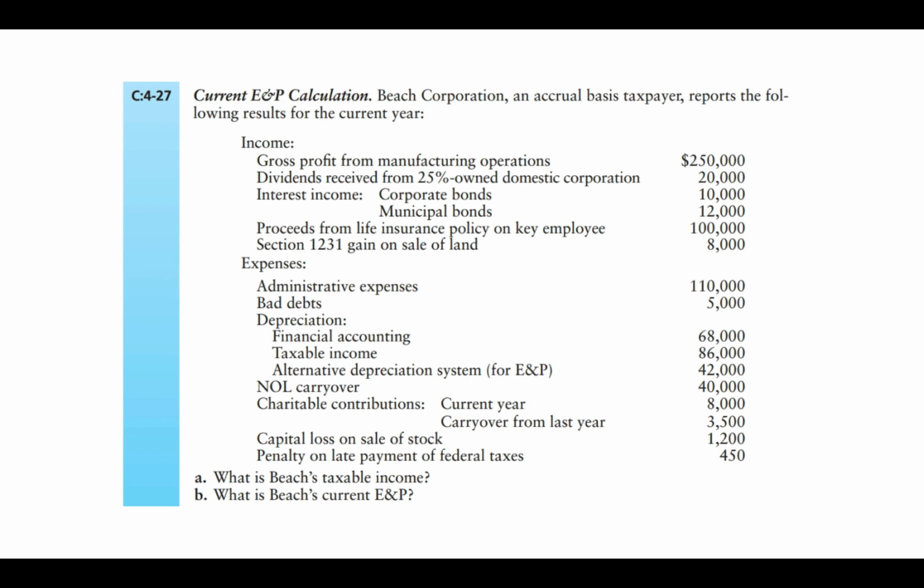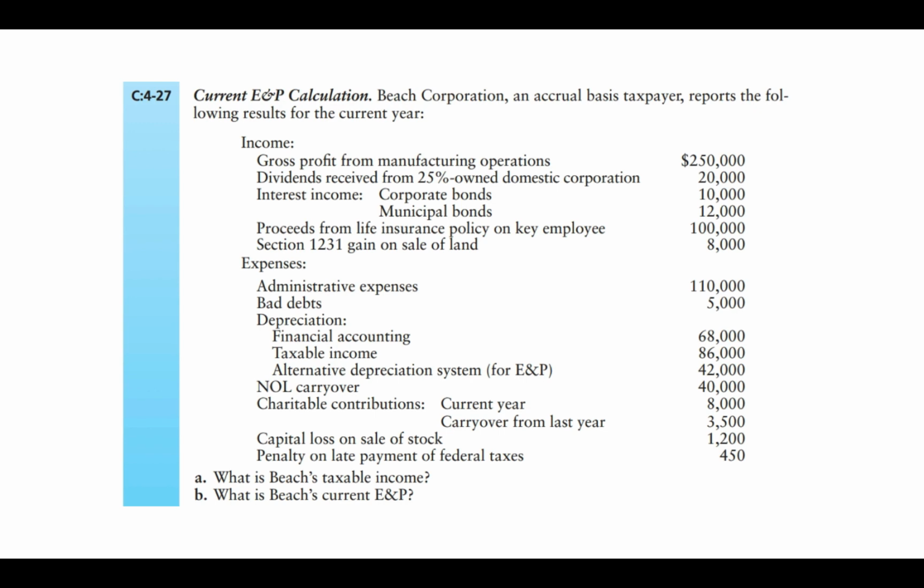Before we go over there, we see that gross profit, of course, is part of gross income. Dividends are part of gross income. We have interest. Now, we know that interest on corporate bonds is part of gross income, but municipal bonds are not taxable, so that is not going to be a part of my gross income. We have proceeds from a life insurance policy on a key employee. Generally this is not included in income, so that's not going to be part of my gross income. And then a Section 1231 gain, that is part of my income.